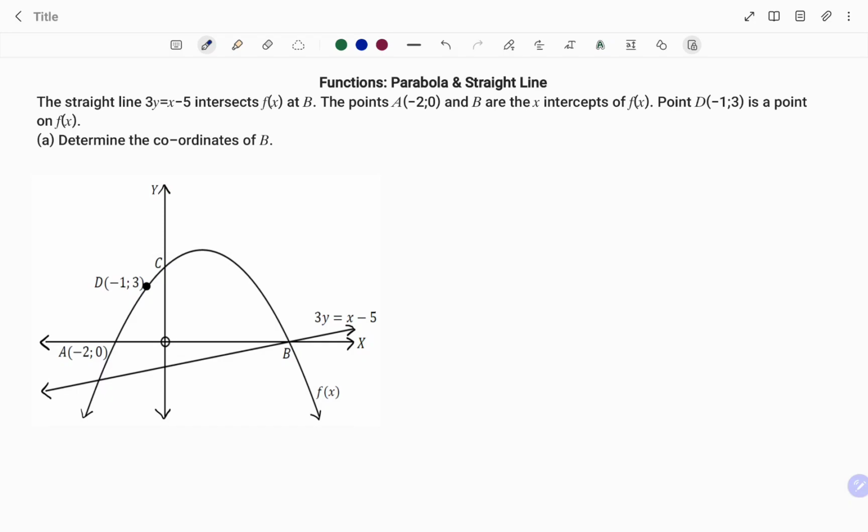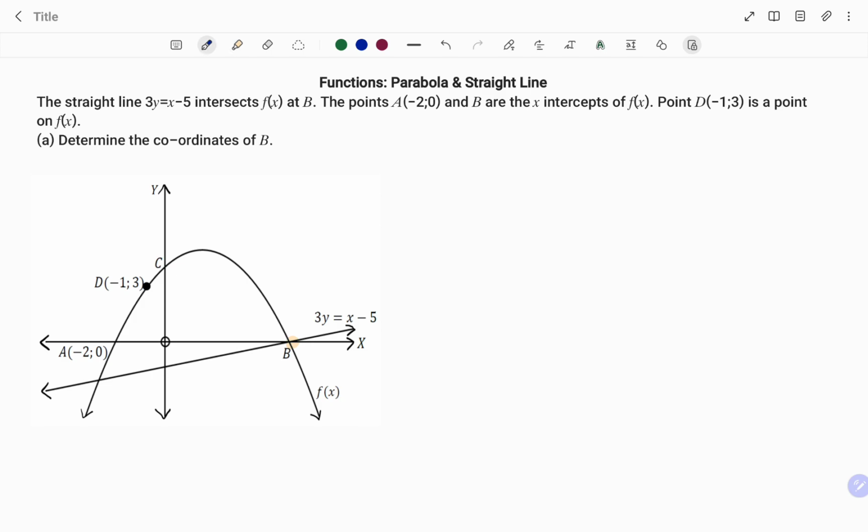We have the straight line with equation 3y equals x minus 5 intersects f(x) at the point B. As shown, the points A and B are x-intercepts of f(x). The point D is a point on f(x). The first part of the question says, determine the coordinates of B. Note that we've been told that the point A (-2, 0) and B are the x-intercepts of f(x).